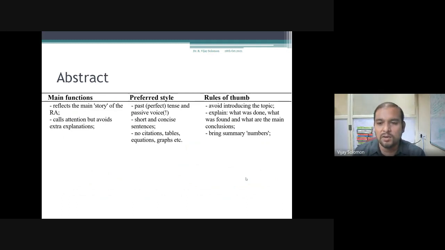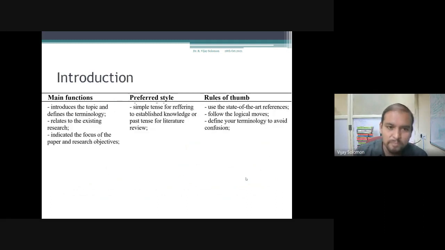Bring summary numbers. At the end, you can complete with the implications. Moving on to the introduction, it should give an overview about the work. It should relate with the past work that people have done in that field, and it should talk about the knowledge gap. And if you look at the style, simple present tense for referring to established knowledge, or past tense for literature review. The rule of thumb is use the state of the art references. The key references in that particular field should be mentioned. The key person's contribution should not be hidden there.